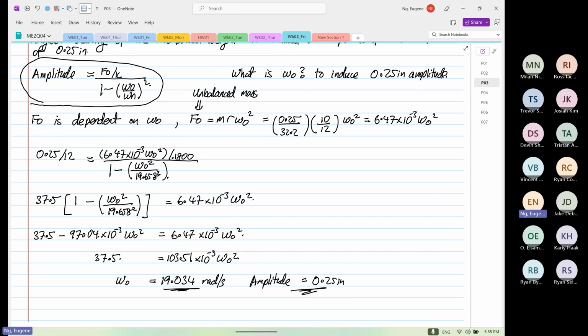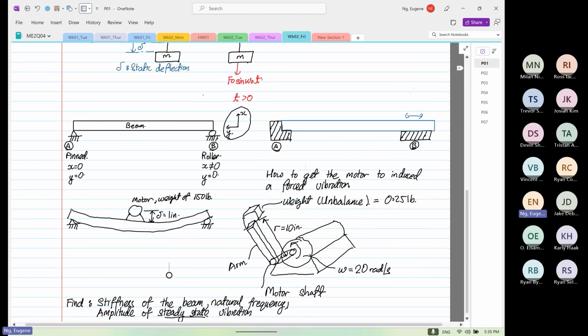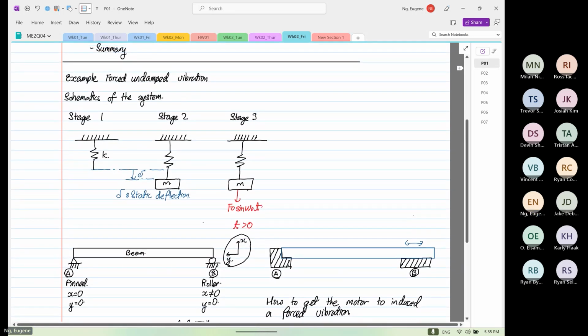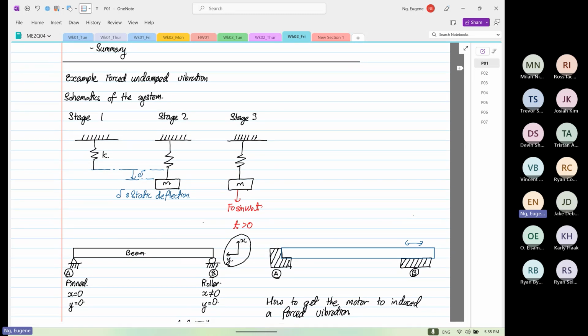What did I tell you? Forced vibration is not so bad, am I right? It is how you assemble the entire system. Are we clear? That's why I emphasize dividing this into stages. A bit of thing that's confusing: what is omega naught and what is omega n? I think it's very clear down here. Yes or no?